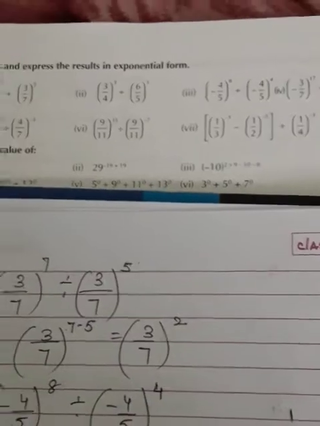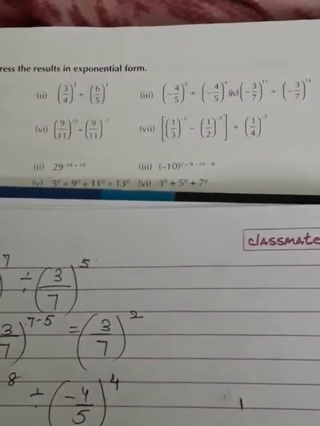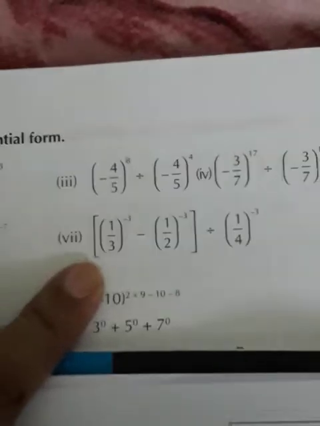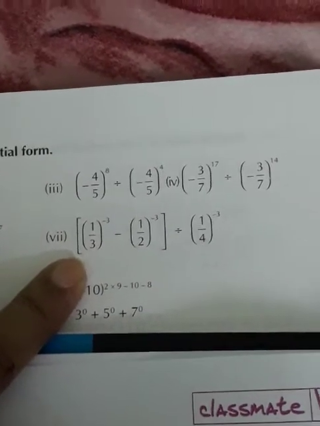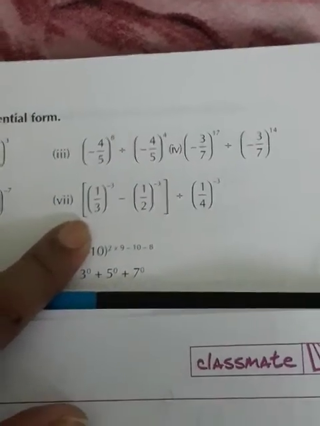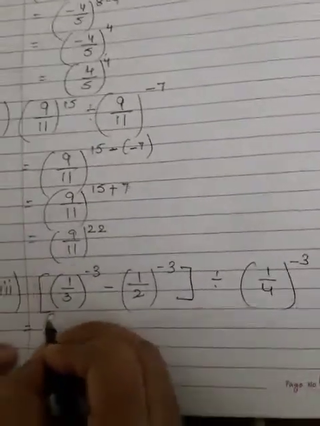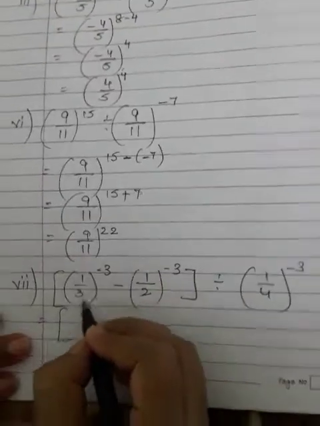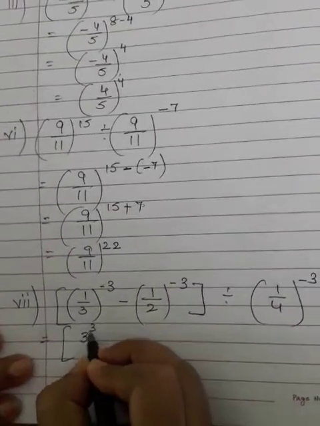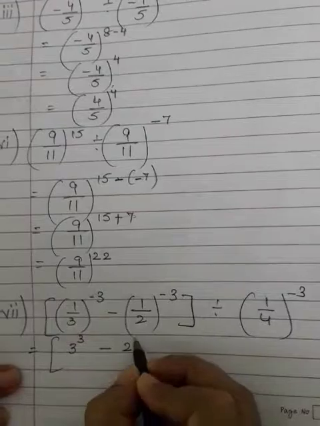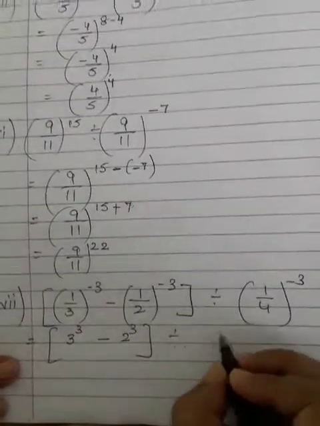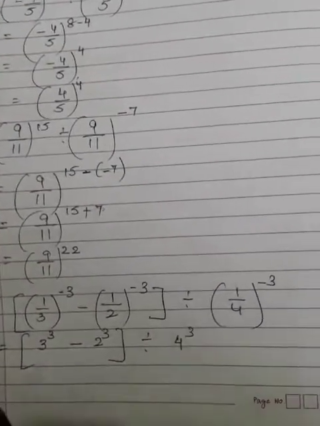Seventh part, 1 by 3 whole power minus 3 minus 1 by 2 whole power minus 3 divided by 1 by 4 whole power minus 3. Okay, so now I told you negative power we cannot solve, so take the reciprocal, it becomes 3, power becomes positive. Here also reciprocal is 2, power becomes positive. Divided by, here also reciprocal is 4, power becomes positive.